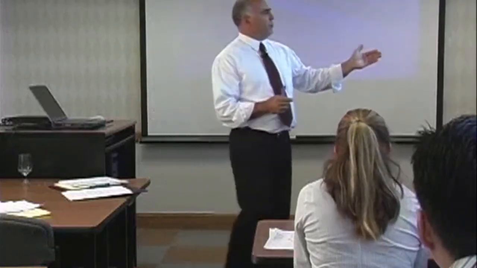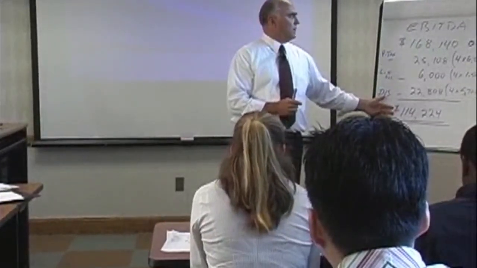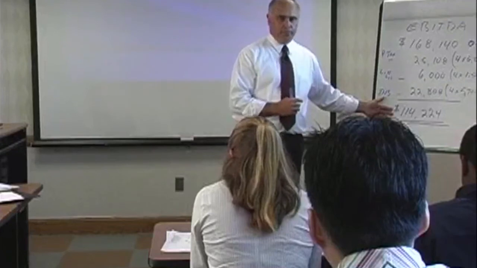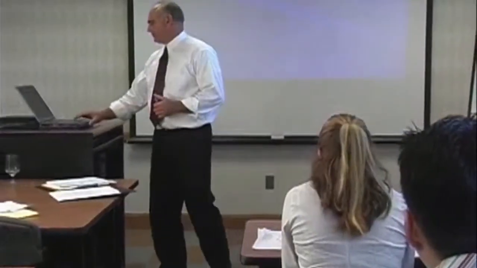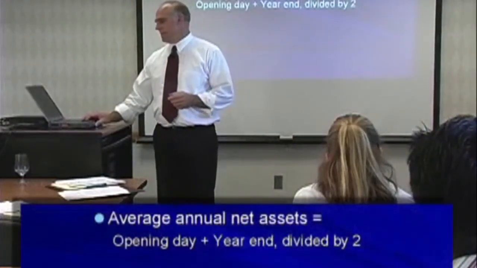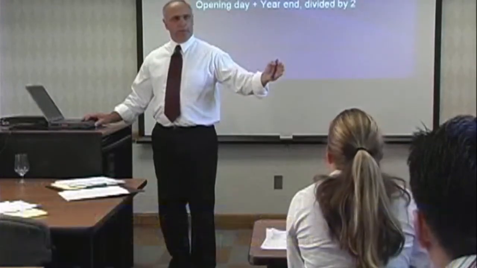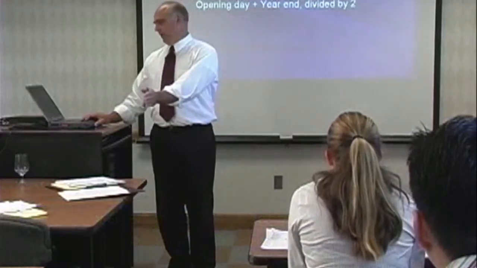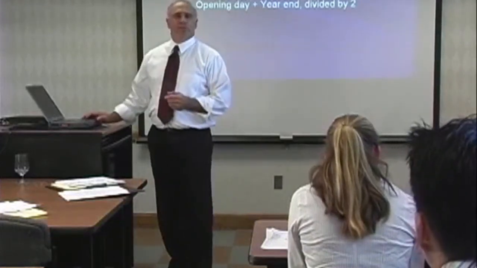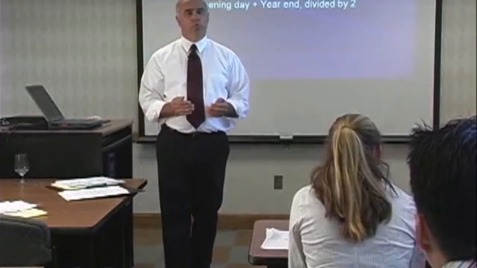This EBITDA has been generated over the course of the entire year. So for accuracy, we want to calculate the return on net assets on the basis of their annual average. And to do so, it's very simple. We're going to take the opening day balance for the total property and add it to the year-end balance for the total property, from the fourth quarter balance sheet at the end of the year, and we're going to divide it by 2. Just like we might calculate an average inventory value to calculate inventory turnover, cost of goods sold divided by inventory average over a period of time.